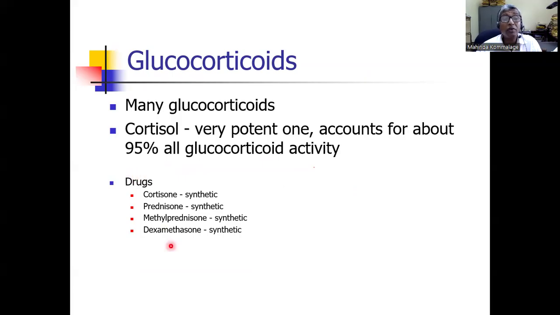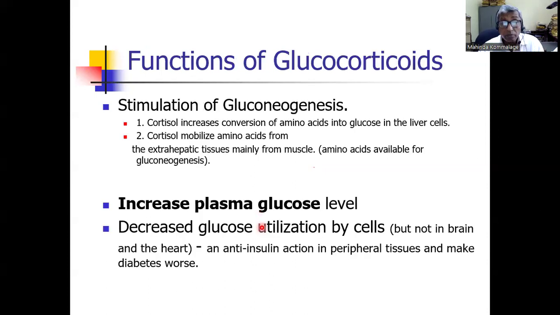We use them as drugs: prednisolone, cortisone, methylprednisolone, dexamethasone. I'm sure some of you have used dexamethasone and prednisolone for respiratory tract problems or bronchial asthma and so on.